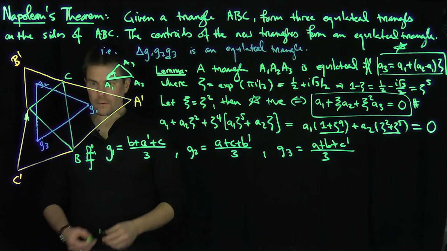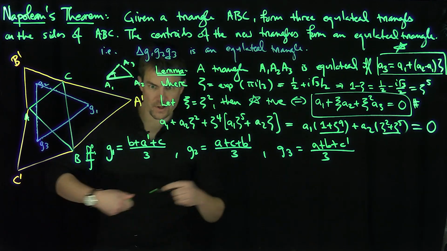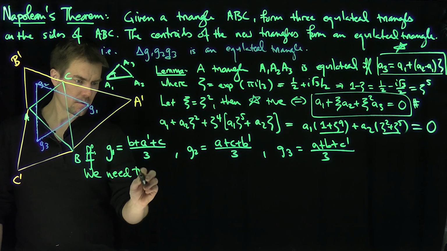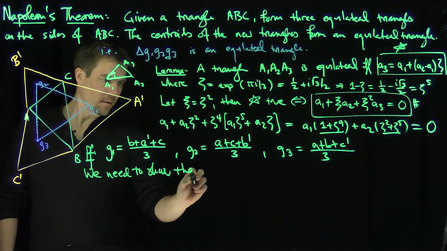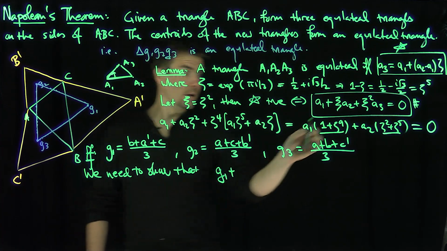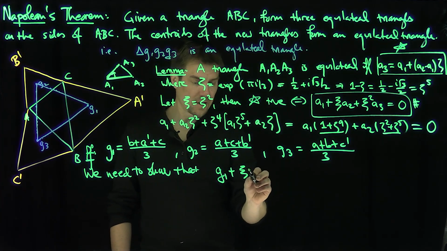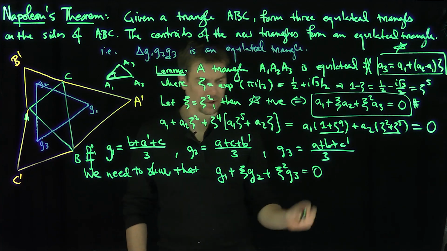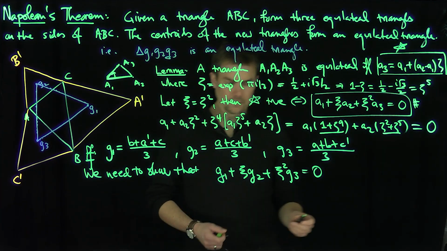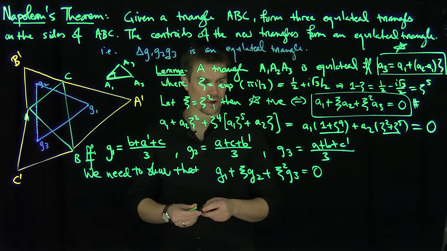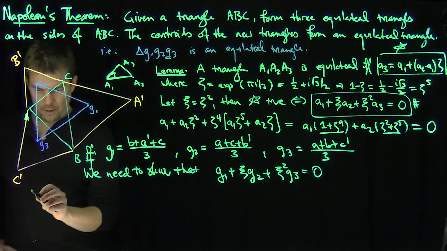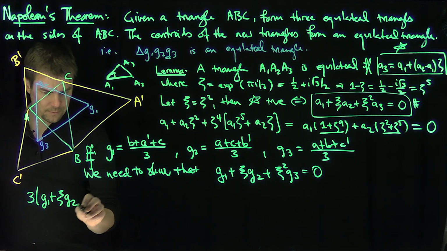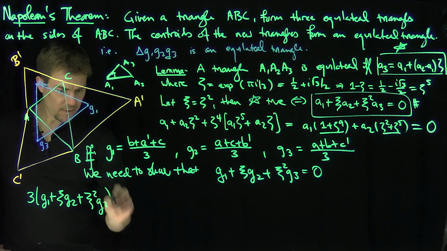Okay, good. All right, and so what do we need to check? We need to show that G1 plus xc G2 plus xc squared G3 is equal to 0. If we can show this, then we have proven the theorem, right? So let me look at the quantity 3 times this expression, okay? So 3 times the expression G1 plus xc G2 plus xc squared G3 is equal to what?